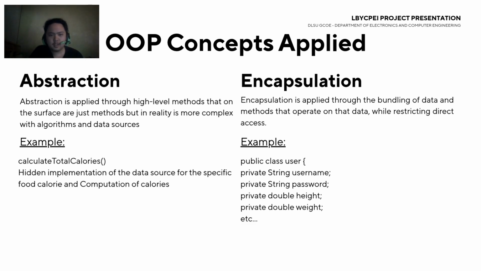Encapsulation safeguards data integrity by bundling related data and methods within a class while restricting direct access. Our user class exemplifies this. Critical attributes such as username, password, and height are declared private. External code can't modify these fields directly. Instead, controlled access is provided via public methods like getters and setters. This ensures validation rules, like password strength checks, are enforced centrally, preventing invalid states by exposing only what is necessary and hiding how data is managed. Encapsulation maintains security and consistency across the application.